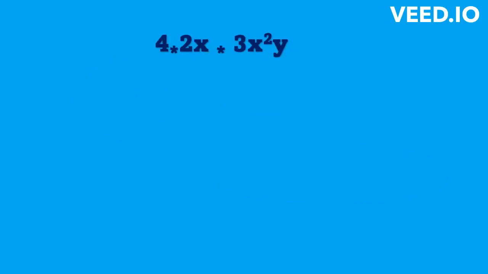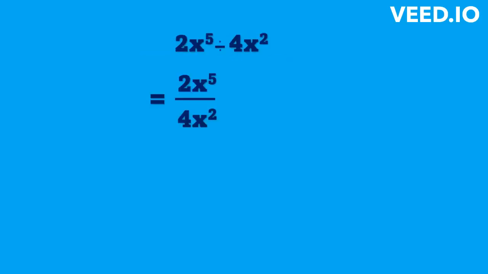We have one more here, 4 times 2x times 3x squared y. One more here, 4x times x squared. 2x squared times 4x squared times 3y.